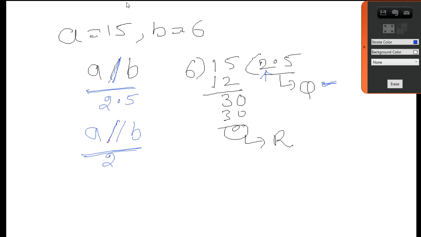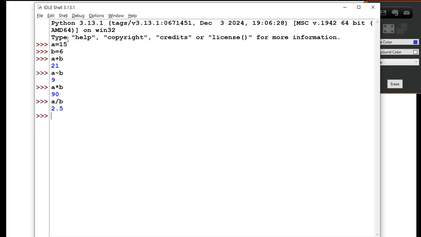So the floor division operator gives only the integer part of the quotient, whereas the normal division operator will give you the quotient including decimal points. This is the difference. Now let me show you first of all this one. A divided by b, you got 2.5. Then a floor division b, now you got only 2.